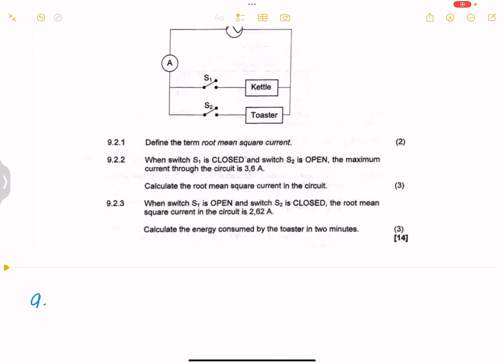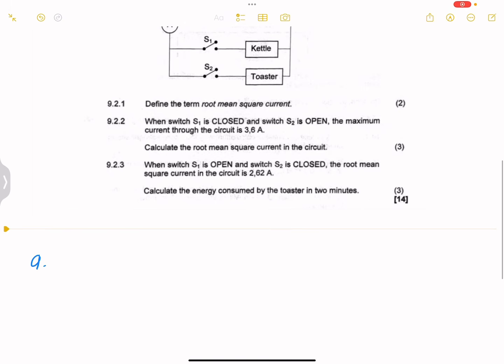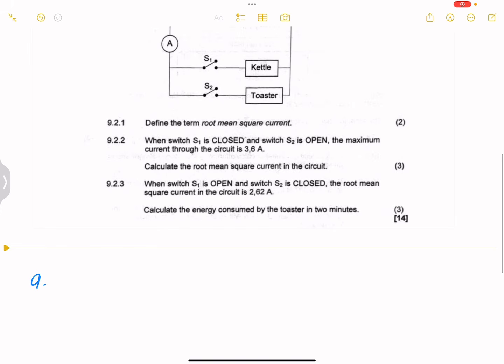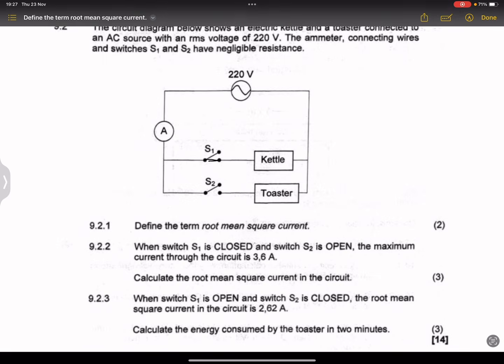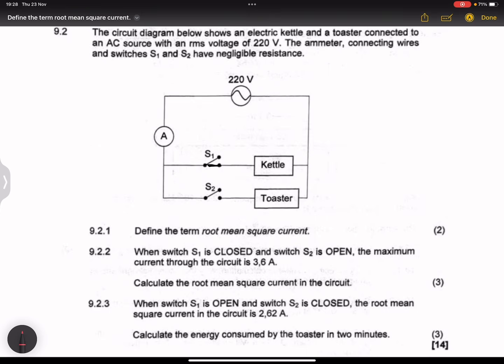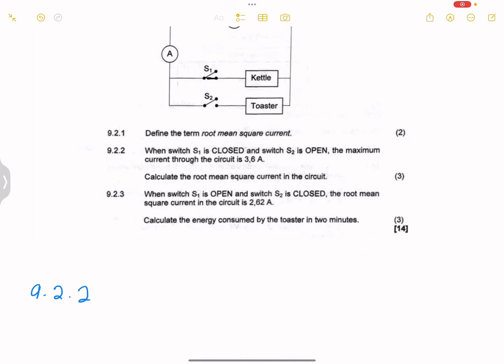Okay, right. Of course, other books use different definitions, right? You can use the one that you're comfortable with the most. Right, so 9.2.2, they say when the switch S1 is closed and switch S2 is open. So we close S1, right? And they say S2 is open, right?